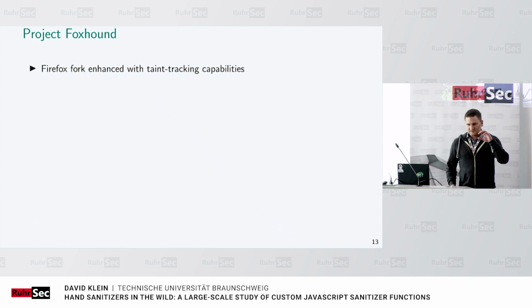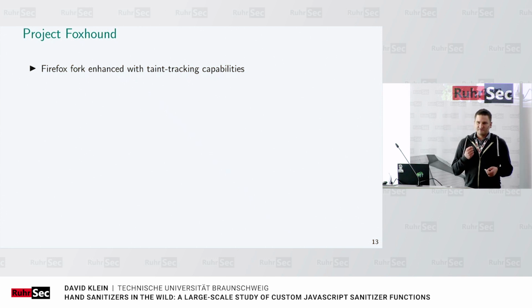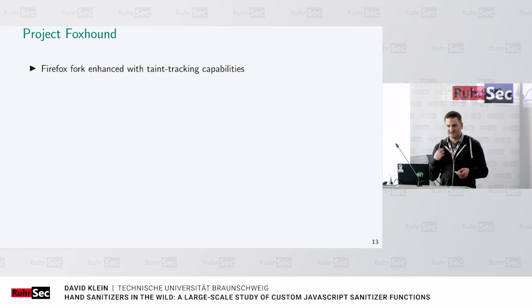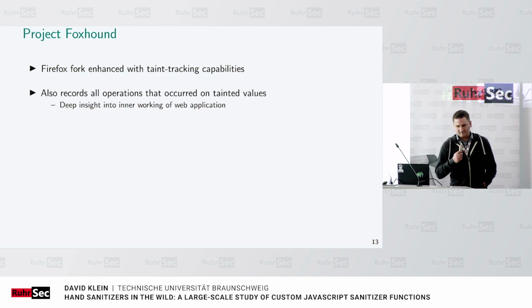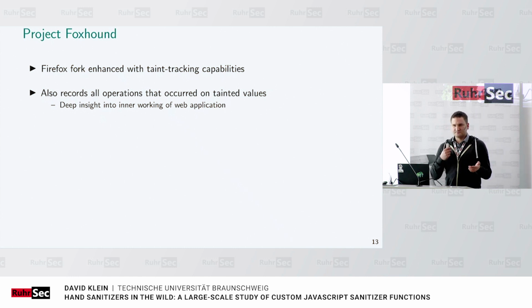To understand the data collection part, I will shortly speak about Project Foxhound. This is a Firefox fork, which does dynamic taint tracking, which is basically a dynamic analyzer for JavaScript code. What sets it apart from other taint engines is that it also records all operations that happen to some tainted value during the program execution. So we get really deep insight into how the application works, what the developer did, and can reconstruct a lot of stuff later on.